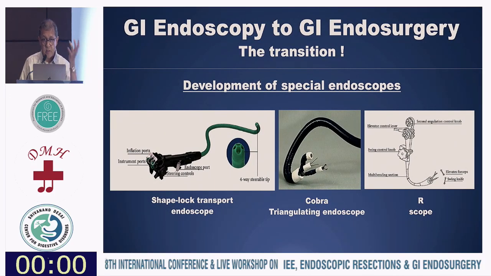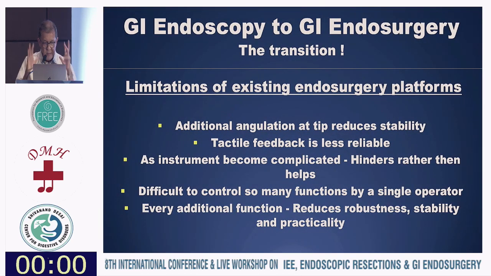Along with that, special scopes were also introduced, like the shape lock transport endoscope you see here, or the Cobra triangulating endoscope, and the R scope from Olympus, which had multiple bending areas. But with these multiple wheels also, in spite of multiple bending, we couldn't achieve a proper stability. The limitation of the existing endosurgery platforms is that the additional angulation at the tip reduces the stability. There is no tactile feedback when the endoscopist is trying to do the procedure, and as the instrument becomes more complicated, it hinders your procedure rather than helps you. And a single operator finds it extremely difficult to control so many buttons.